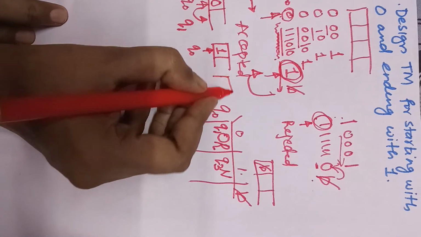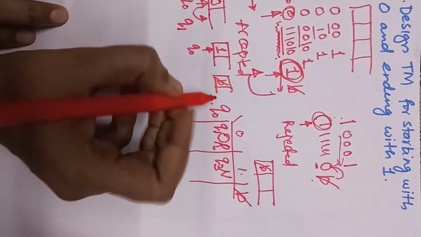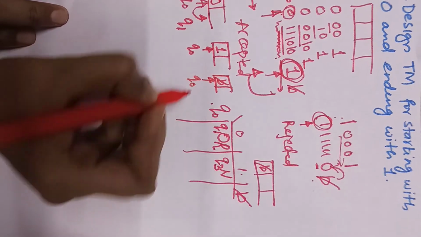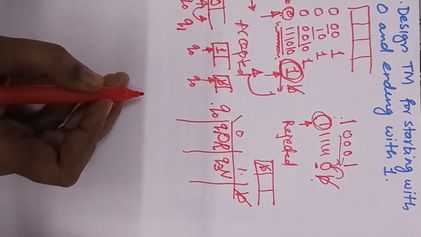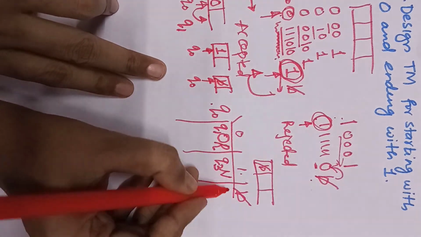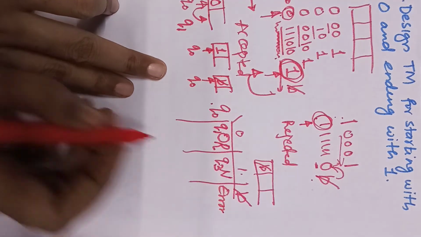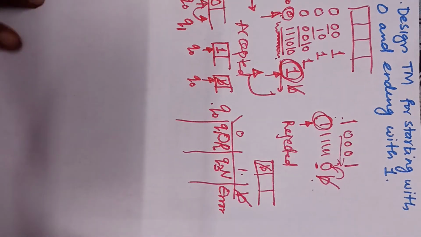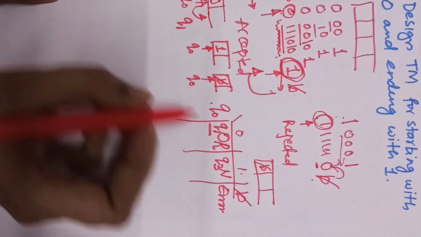Okay, now the next scenario: Q0, the initial state, is at the starting position only, and I got blank. That means the string is not present, so I can report to the user that there is some error, the string is missing. Okay, now I am interested in Q1. So what is Q1?